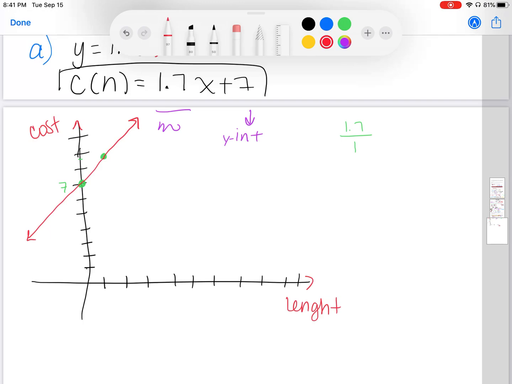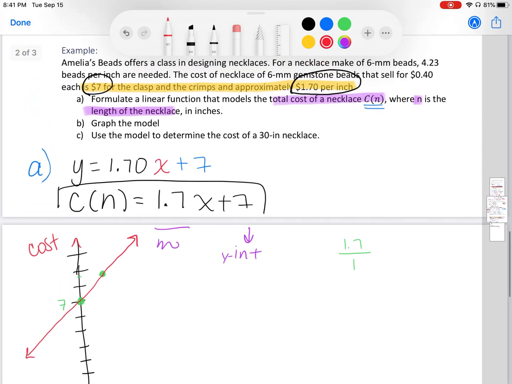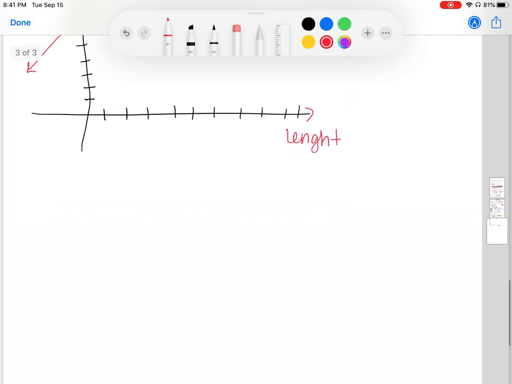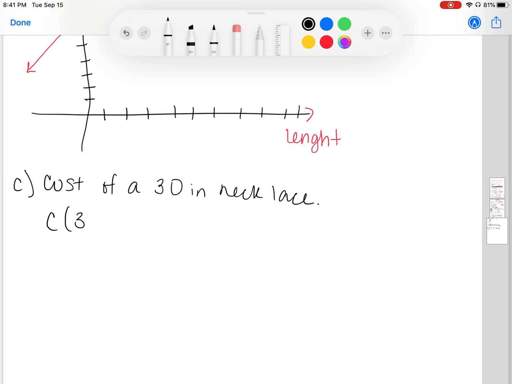Lastly, C, the question asks, use the model to determine the cost of a 30-inch necklace. Okay, well that just means we have to substitute our x for 30. So we want C of 30 so that we can get comfortable using that function notation. And all that means is we're going to plug in the 30. So I have 1.7 times 30 plus 7.